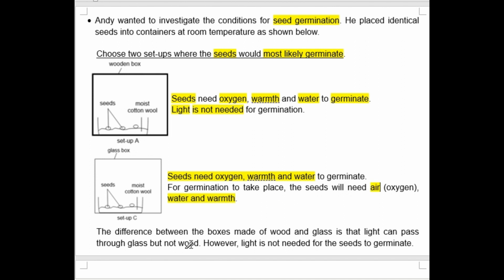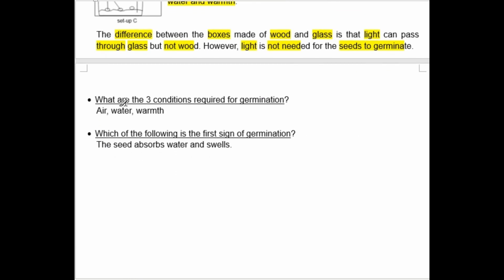The difference between the boxes made of wood and glass is that light can pass through glass, but not wood. However, light is not needed for the seeds to germinate. What are the three conditions required for germination? Air, water, warmth.